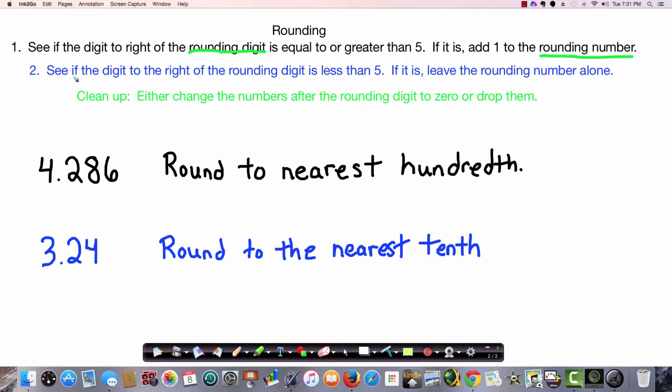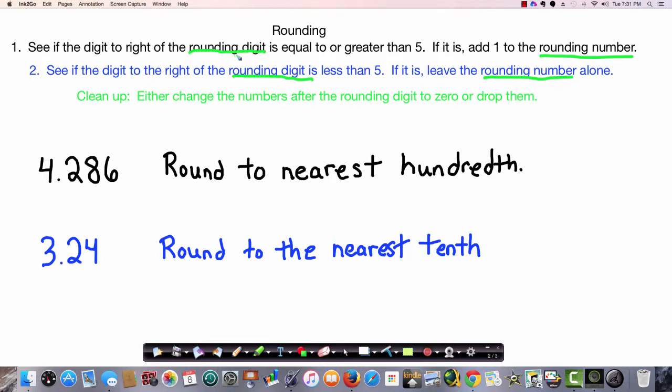The second one, see if the digit to the right of the rounding digit or number, digit and number are the same thing, is less than 5. If it is, leave the rounding number alone. Okay, and then at the end you're going to clean up, either change the numbers after the rounding digit to 0 or drop them altogether. Okay, so I just read through the rules, and so now we're going to use them.